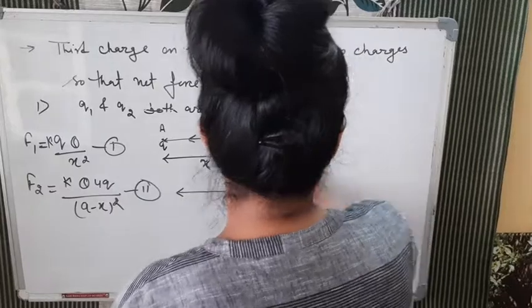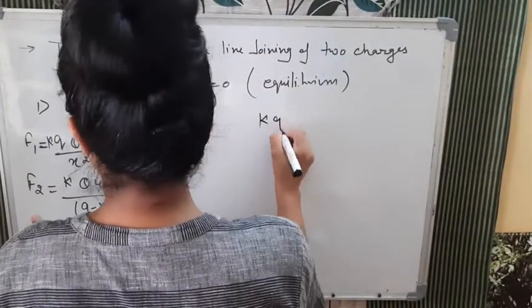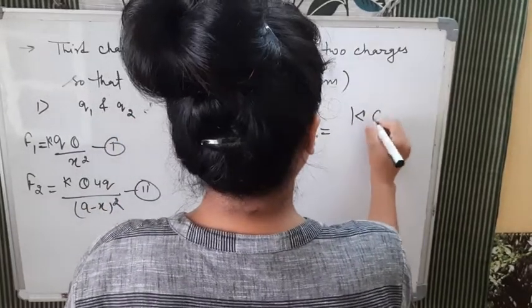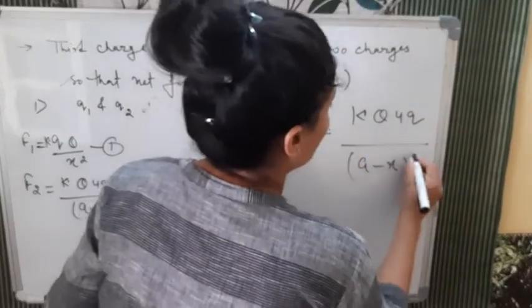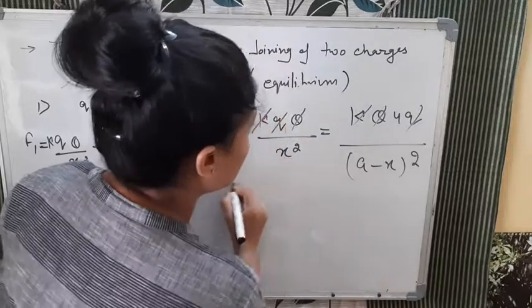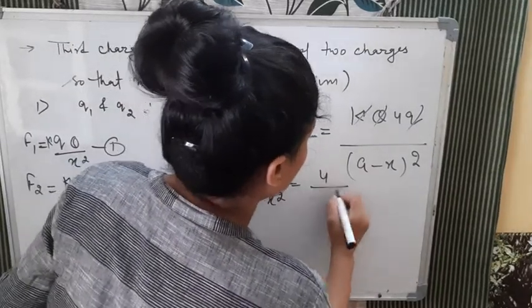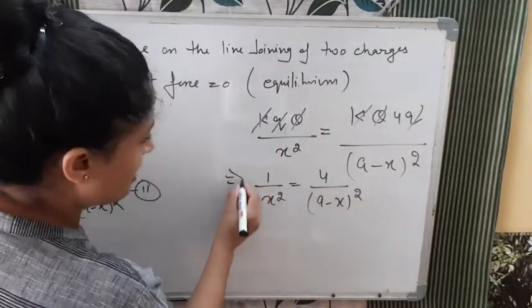Now see. In this case, what will happen? K, Q, capital Q divided by X square is equal to K, capital Q, 4Q divided by A minus X whole square. So what will cancel out? K, Q, Q. This thing will cancel out. This side it will be 1 by X square. This side it will be 4 by A minus X whole square. Okay. Now you can solve this.